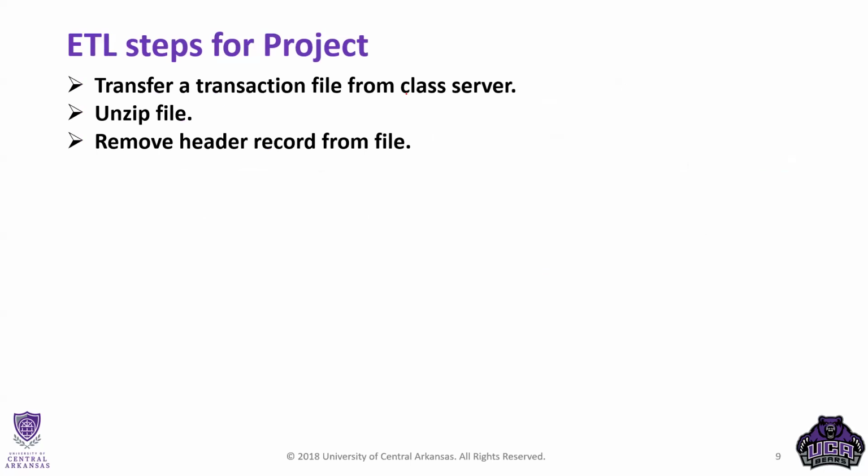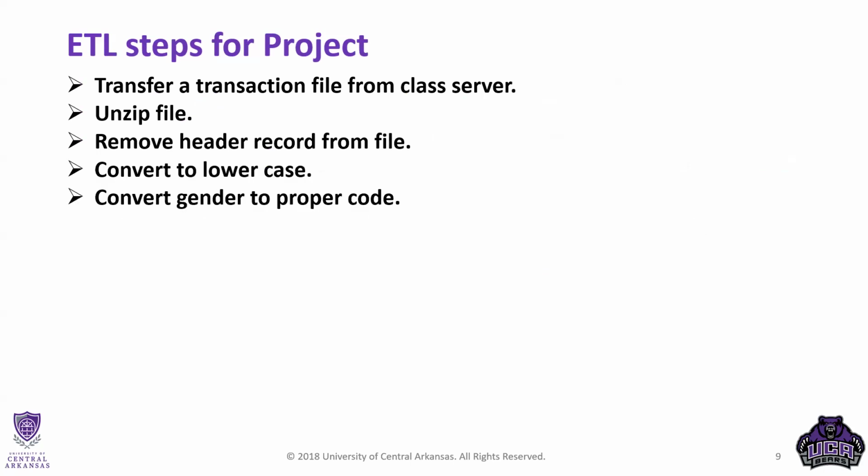So here are the general overall steps. You're going to transfer that file from the server. When I say unzip it, that is whatever format it is in, you're going to have to extract that. I can go ahead and tell you it's going to be bzip. So you'll need to be able to extract that bzip file. You're going to remove the header from the records, convert it to lowercase. Then there's a list of gender codes, and they're all different in there. So you're going to have to look at what the standard code should be for all of that, and then apply that to every single record.